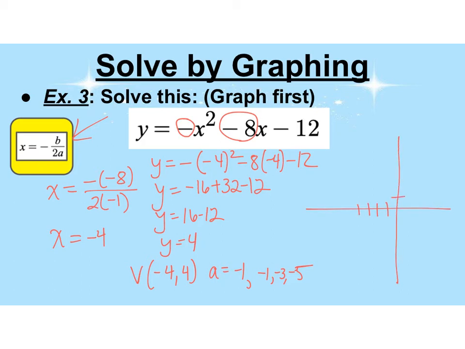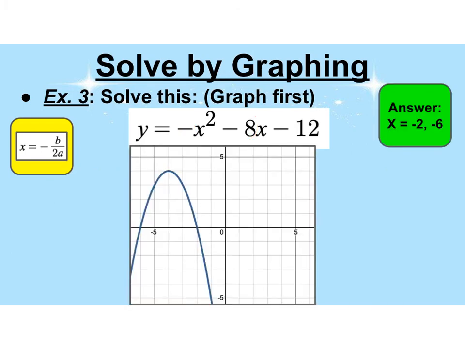Negative 4, positive 4. And then I'm going to move down 1 to the right 1, down 3 to the right 1. Go back to my vertex, down 1, left 1, down 3, left 1. Graph my upside down parabola, and I'm at negative 2 and negative 6. x equals negative 2 and x equals negative 6 for my answers by graphing. There's my graph, there's my answers.